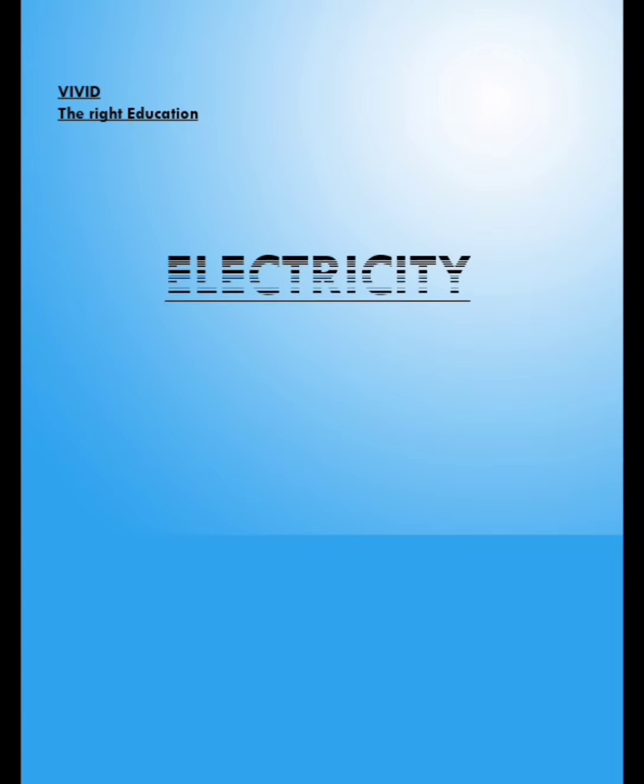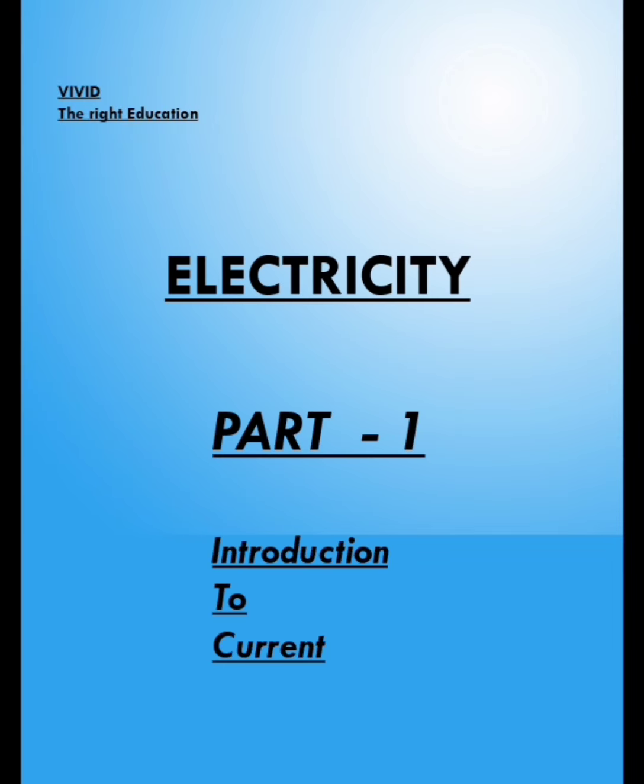Today we are going to learn the new topic called electricity part 1. In this topic we are going to cover the definition of electric current, how it is produced, as well as some basic terminologies related to electric current.